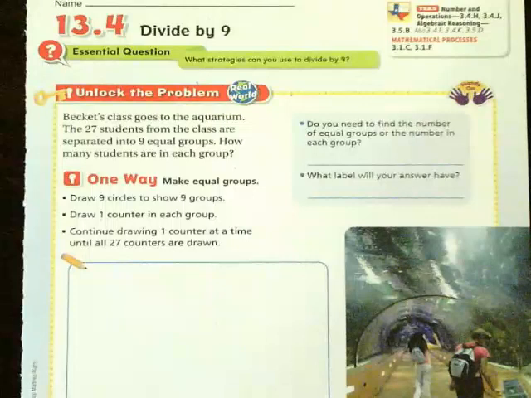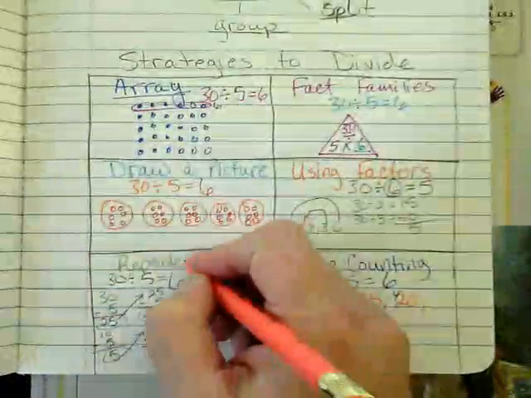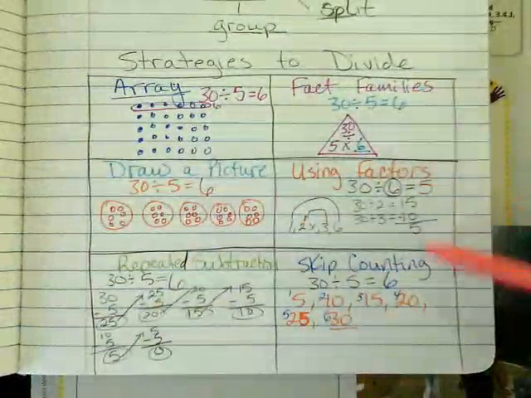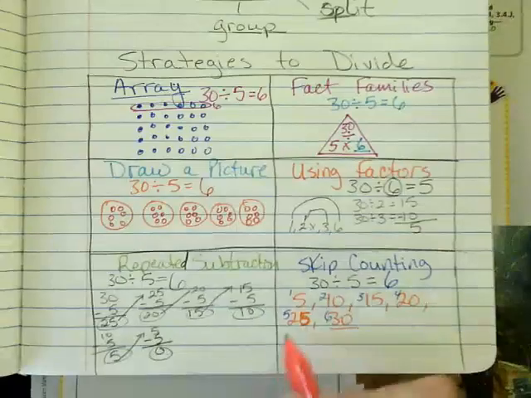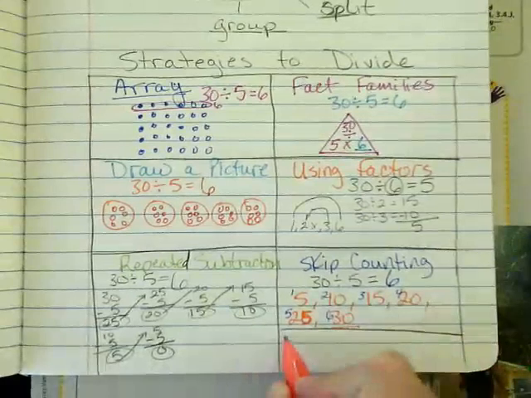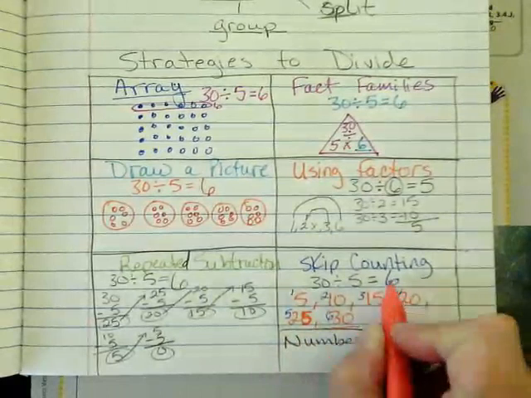So one of the ways we do that is through our strategies. And the different strategies we can use to divide, you have this anchor chart in your journal. We could do arrays. We could draw a picture. We could do repeated subtraction. We could use fact families. We could use factoring. We could skip count. And the one that I forgot to add yesterday is we could use a number line. And a number line helps us skip count.